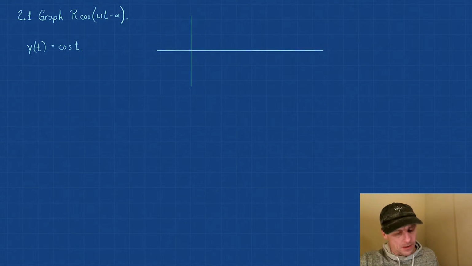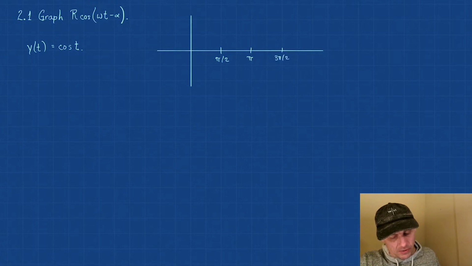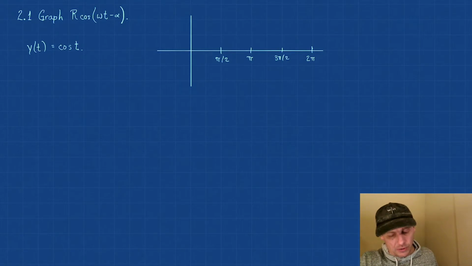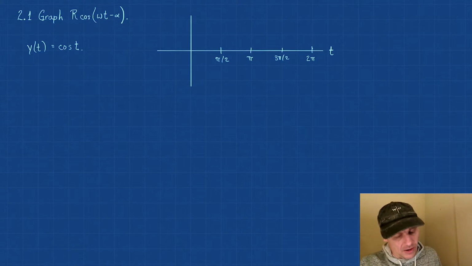Okay. So I'm going to graph this. Here's pi over 2. I'm going to go 2 more units over. This would be pi. I'm going 2 more units. This is 3 pi over 2. And finally, the last one will stop at 2 pi. It's 2 pi because that's one full period of cosine. We'll talk about period here in a moment too. So our horizontal axis is t, our vertical axis is y of t.